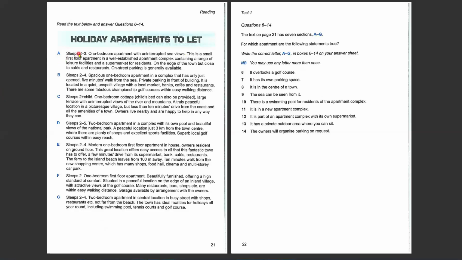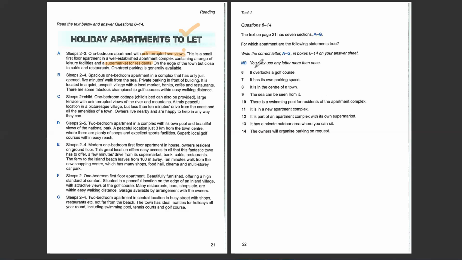Okay. A paragraph, sleeps 2 to 3, 1 BHK apartment with uninterrupted sea views. Fair enough. So A paragraph is having uninterrupted sea views. This is a small first floor apartment in a well-established apartment complex, containing a range of leisure facilities, and it has supermarket for residents. It is on the edge of the town, but close to cafes and restaurants. On-street parking is generally available. Now, A paragraph is talking about this apartment, which is on to let, which is on rent, has uninterrupted sea views, and it has supermarket for residents. Now, let's go and mark our answers.